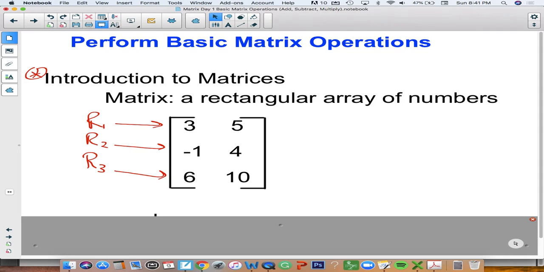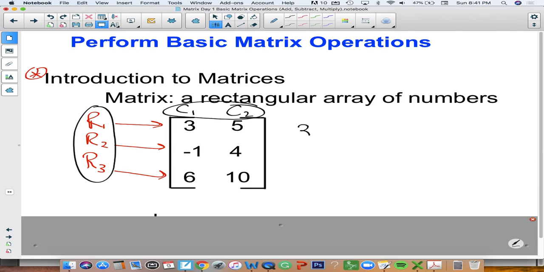And then after that, we look at columns. So this would be column 1, column 2. So we have a 3 by 2 matrix. When we're looking at the size, we don't really care about the numbers on the inside. We just care about how many rows we have and then how many columns we have. So this would be a 3 by 2 matrix.